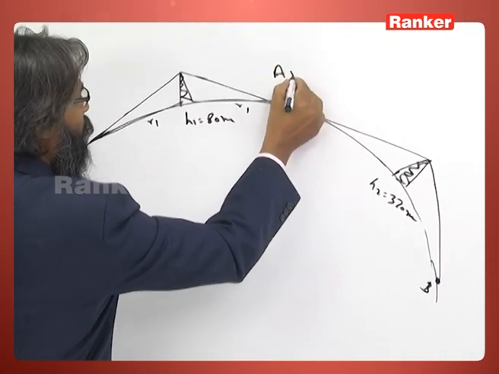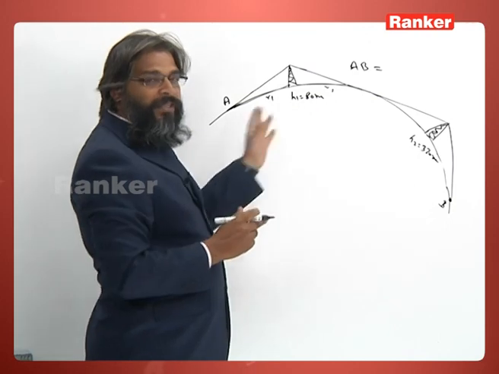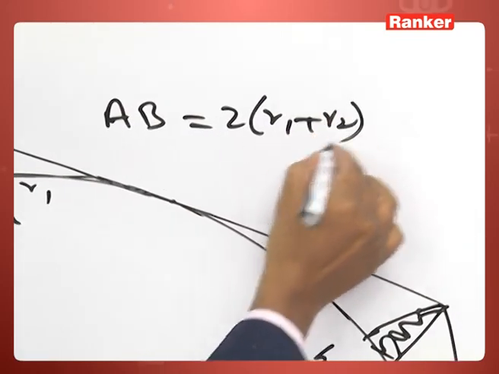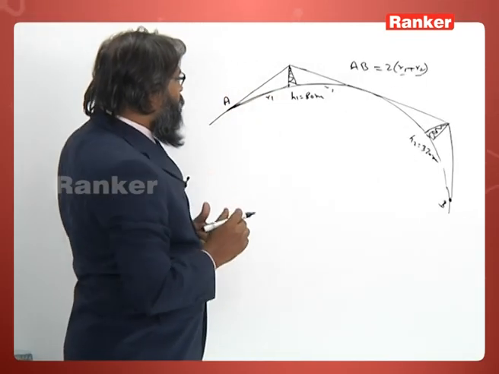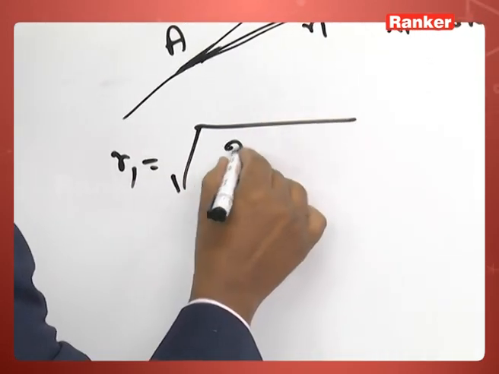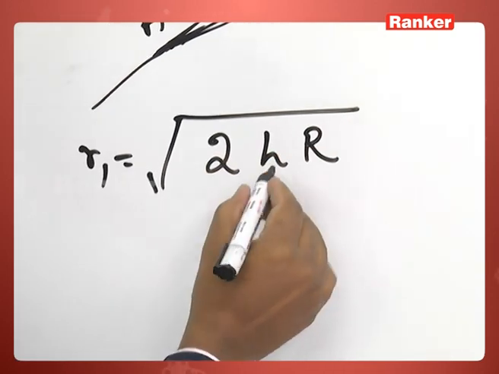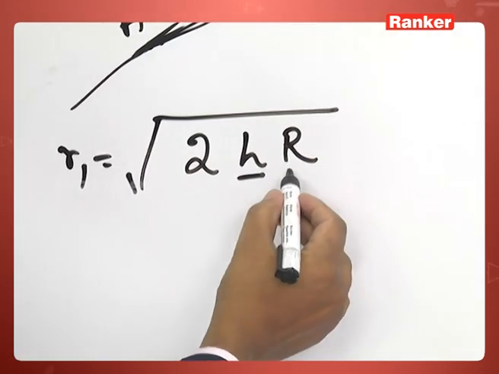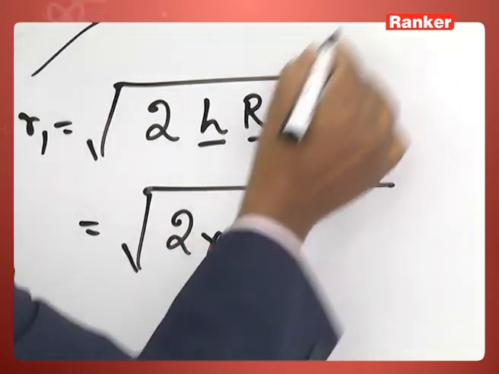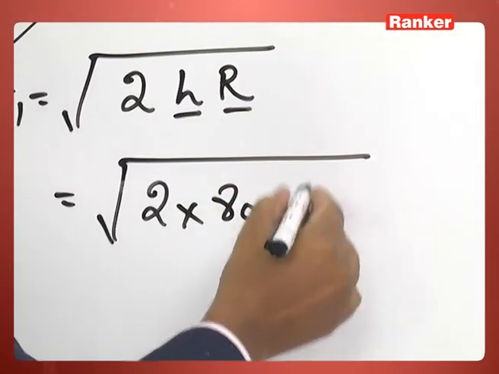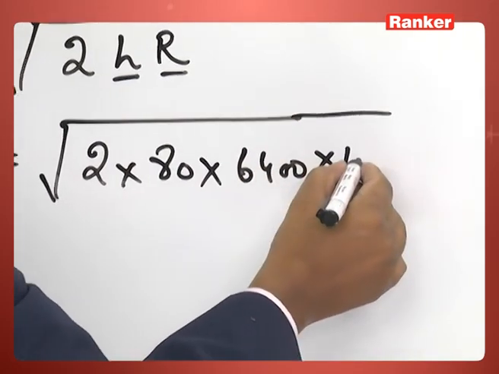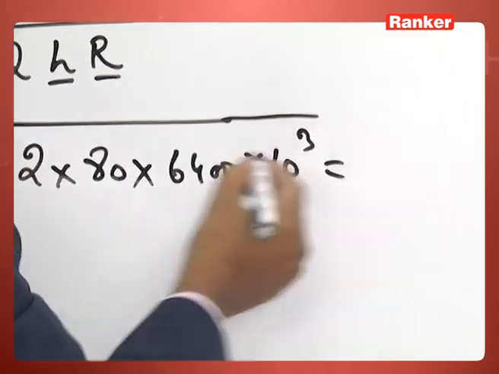So the maximum range due to these two towers will be 2 times R1 plus R2. Now let us calculate individually what the ranges are. R1 range is given by under root 2HR, where H is the height of the tower and R is the radius of the earth. So this is 2 times height, 80 meters, and the radius of the earth is approximately taken as 6400 kilometers. So in meters it is this.